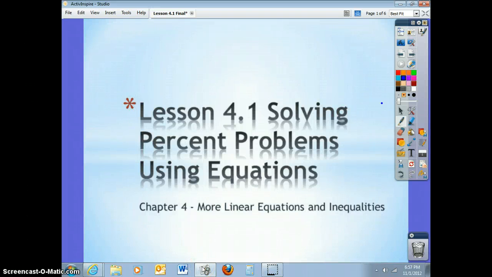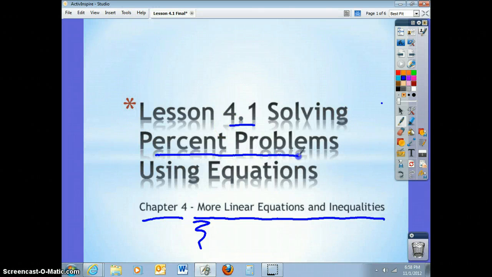Okay, we're now going to do Chapter 4. Chapter 4 is titled More Linear Equations and Inequalities. And the reason they say more linear equations and inequalities is that they're going to pick up on the things you learned in Chapter 3 and expand upon those. Specifically, Lesson 4.1 is solving percent problems using equations.